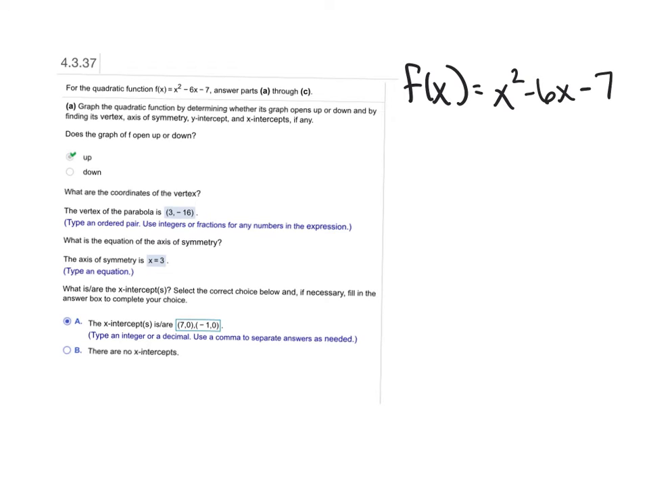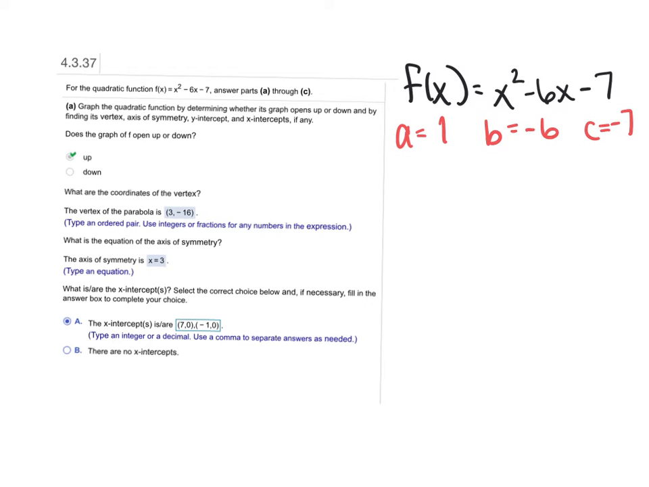And so the first thing I want to do is find, they asked how does the graph open, up or down? Well, first we want to identify a, b, and c. Here your a is equal to the number in front of x squared. So no numbers in front of x squared, so it's understood to be a 1 there. So we have a equals 1. B is equal to the number in front of x, which is negative 6. And c is equal to the back number, which is negative 7. So there's a, b, and c.